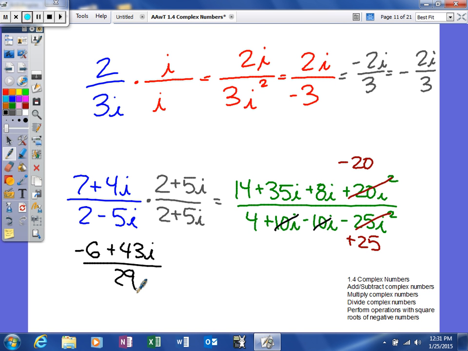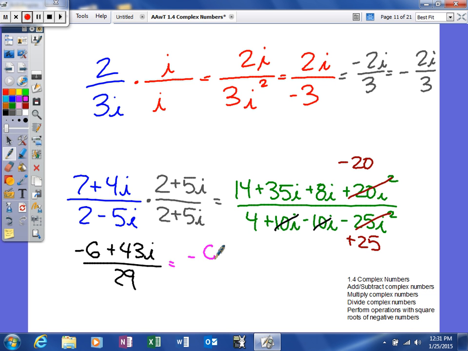All right, so what I would need to try to do at this point is simplify my fraction. If I could do that, fantastic. If I can't, then there's nothing I can do. I don't believe there's a common factor between 6, 43, and 29. But let me also show you what the book will do in terms of a problem like this: they will write it in complex number form.